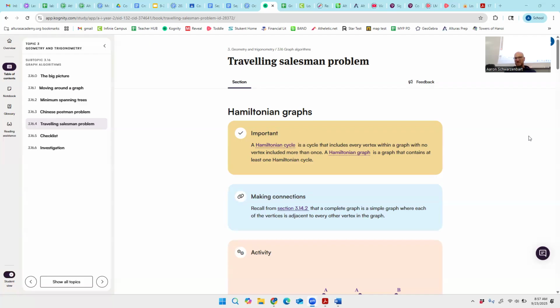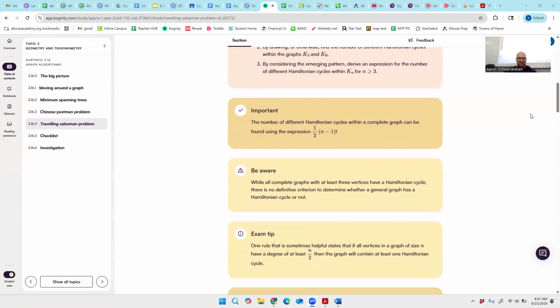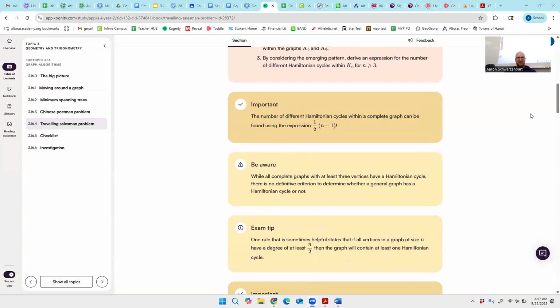Does that make sense? Okay, we got those down. So the number of different Hamiltonian cycles in a complete graph. What's a complete graph? Yeah, there's a path from every vertex to every other. It can be found by using the expression 1/2 (n - 1) factorial, where n is the number of vertices.